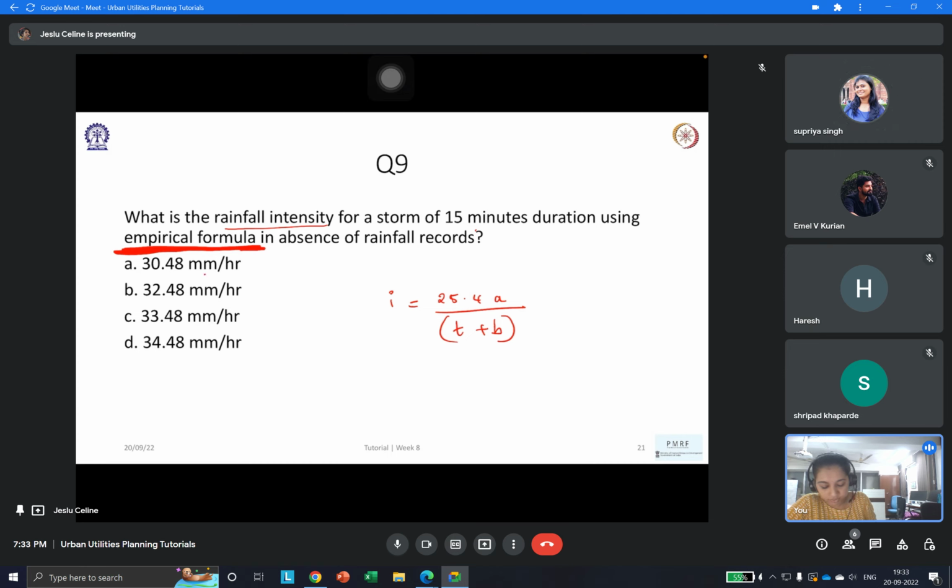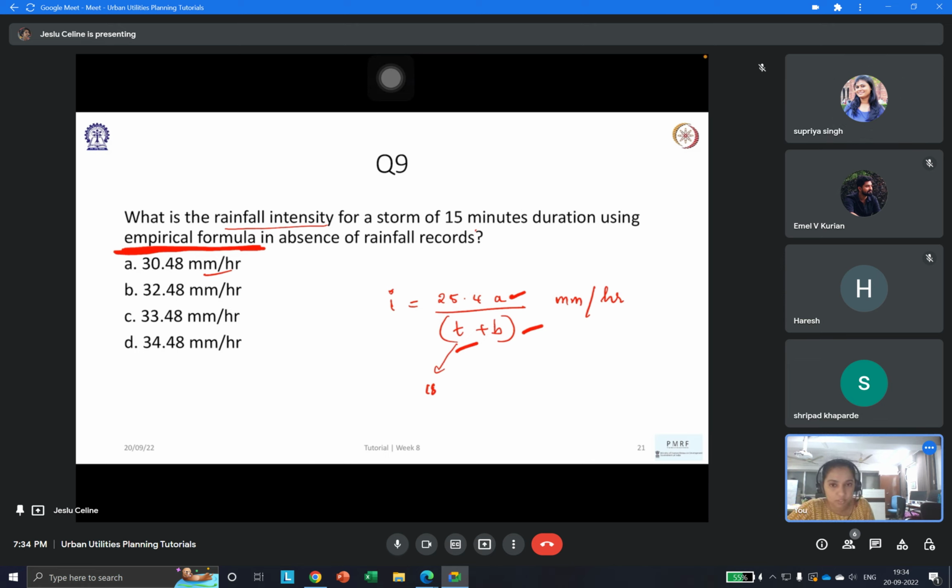Unit is already given here. So it's millimeter per hour. That is the unit, which we can get directly from the option. So in this, what is A and what is B and what is T? T is the 15 minutes, A will be the 30, B 20. I guess, I hope I'm right. No, okay, but first, without the values, what is T? What is A?